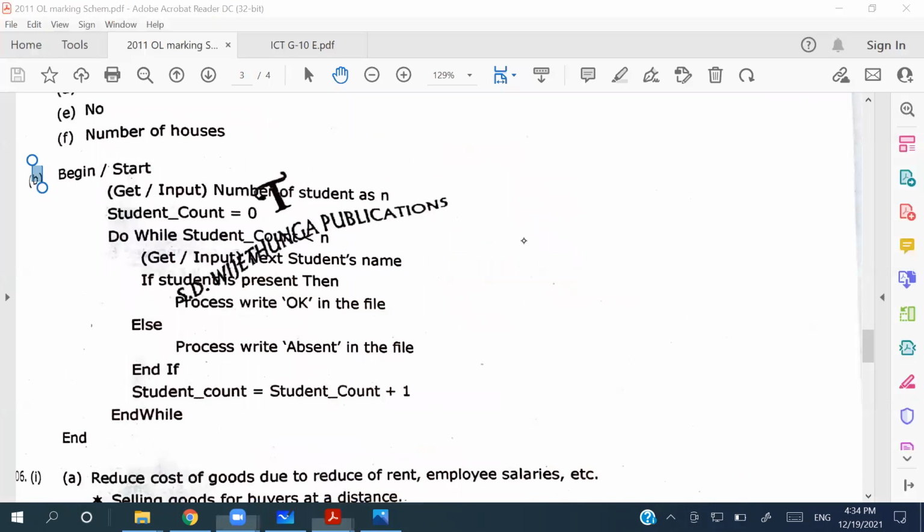Right. So here, begin or start. Get number of students as n, student count equals 0, do while or while student count less than n. Then get or input next student name. If student is present, then process write OK in the file. Else process write absent in the file. And end if. Then the student count equals student count plus 1, then end while. So if you have given this correctly, 4 marks will be there.